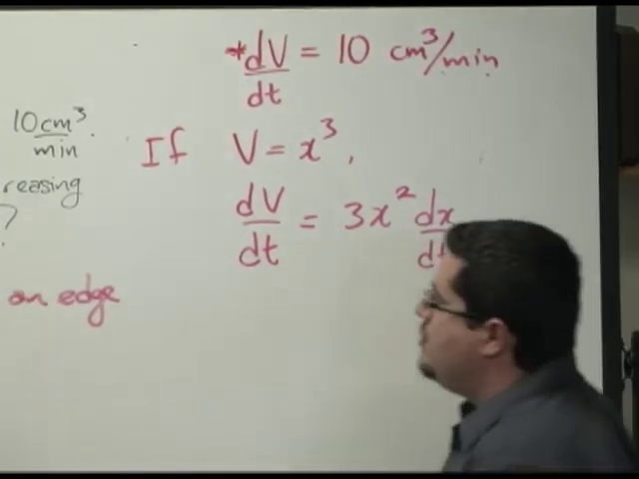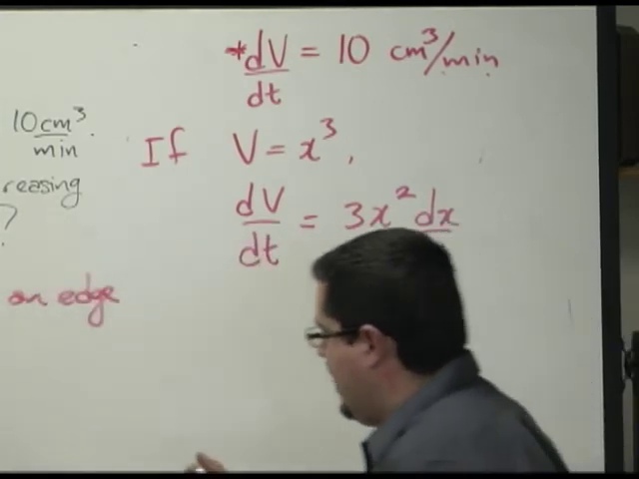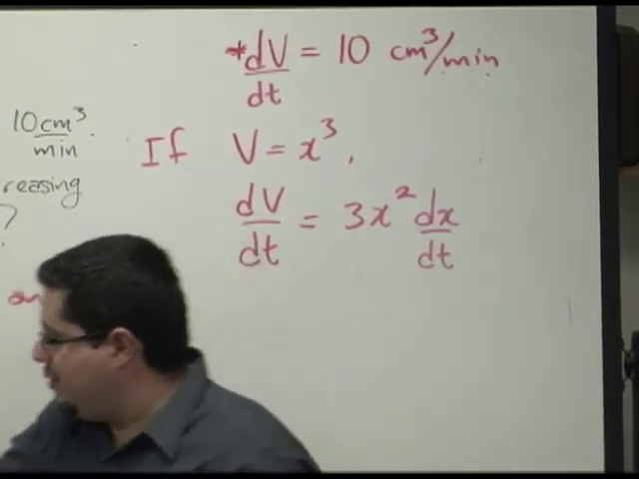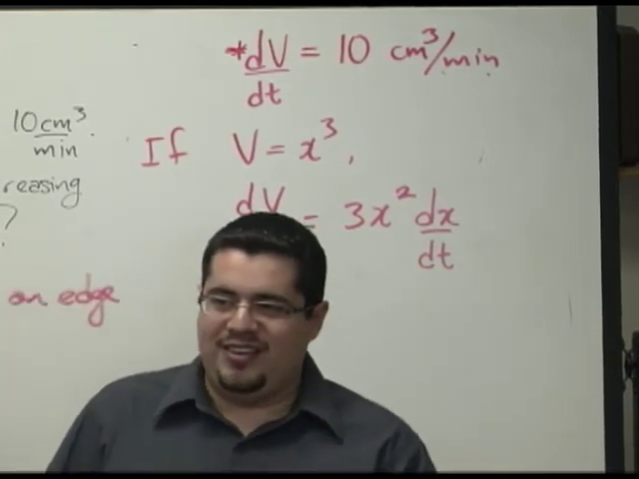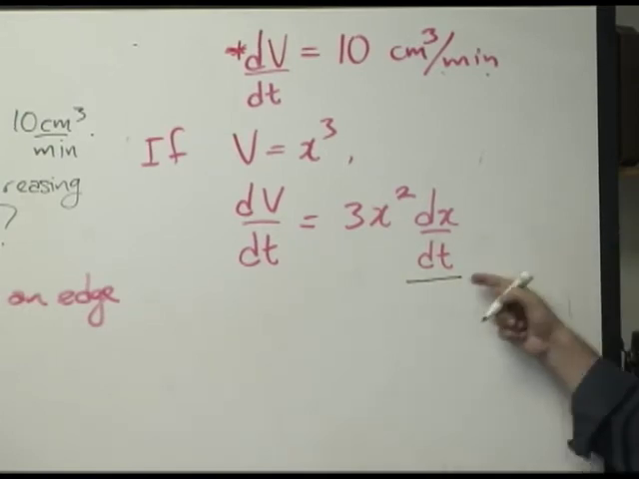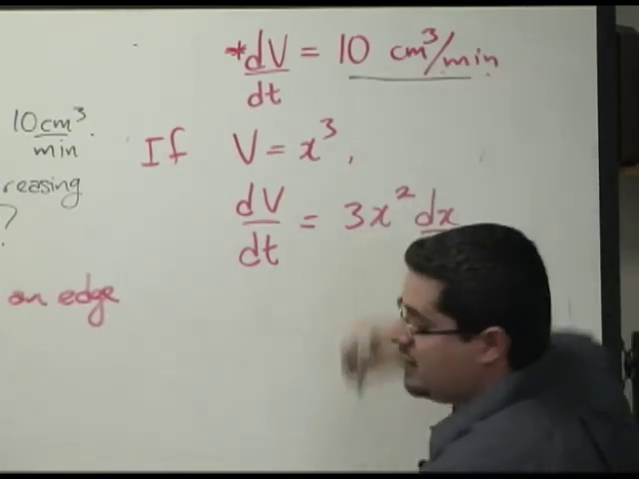So notice, the problem is asking for the rate at which the surface area is changing, right? It's asking for this quantity. Now the problem here is that to be able to find this quantity, we need this quantity, the dx/dt. Here's how we're going to get it. We're going to get it by looking at how fast the volume is changing. Now the volume is changing at a rate of 10 centimeters cubed per minute.